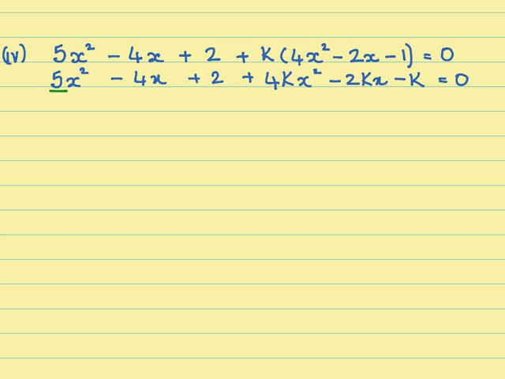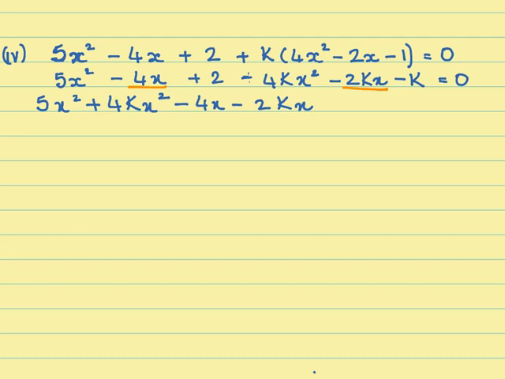I'm going to put all the x square together. This is x square and this is x square term. So I'll put that together. So this is 5x square plus 4kx square. And next I'm going to put the x term. So this is one x term. This is the other x term. So I'll put that together. So it will become minus 4x minus 2kx. And then I'm left with the 2 and the minus k. So I put that together equal to 0.